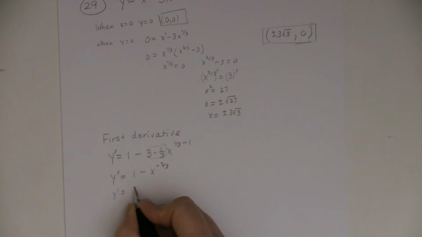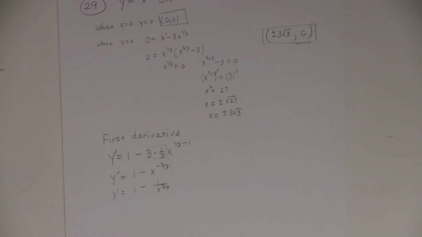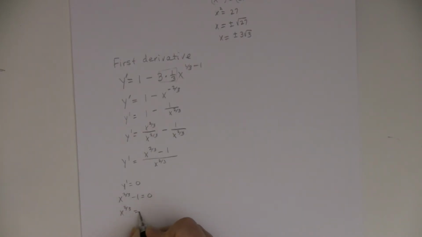I'm going to write this as 1 minus 1 over X to the 2/3. I'm thinking about getting a common denominator. So I'm thinking about writing this 1 as X to the 2/3 over X to the 2/3, minus 1 over X to the 2/3. So this is X to the 2/3 minus 1 over X to the 2/3 as Y prime. When I set this to equal 0, Y prime equals 0, that's X to the 2/3 minus 1 equals 0, or X to the 2/3 equals 1.